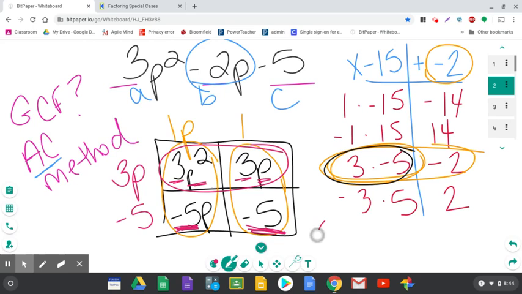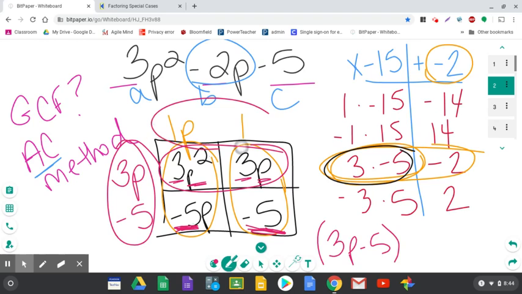So my final answer here should be 3p minus 5, right? Because that's what I got on the outside over here. And then my other piece is p plus 1, or 1p plus 1.